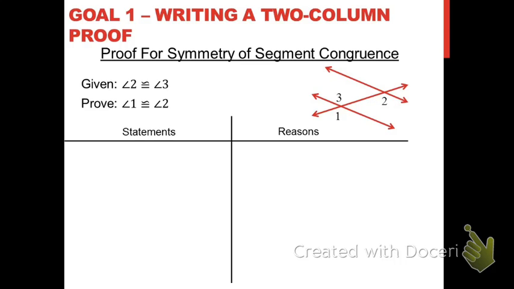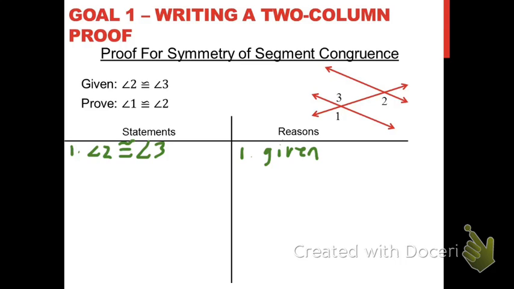But if angle 2 is congruent to angle 3, ultimately we want to prove that angle 1 is congruent to angle 2. Now I'm going to go ahead and start off the proof a little bit just because you hopefully know what's going to go first. We're always going to start with our given statement. So let's say that angle 2 is congruent to angle 3. And the reason we know that's true is because it was given to us in this problem.